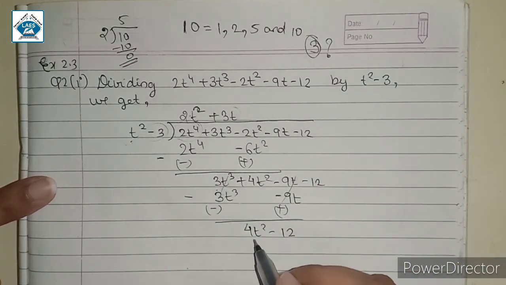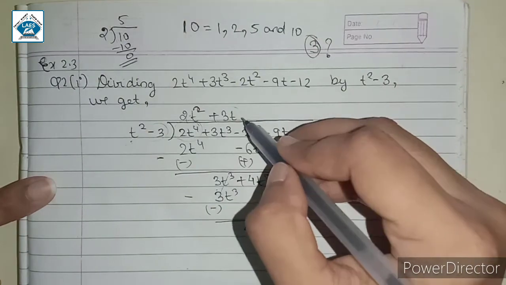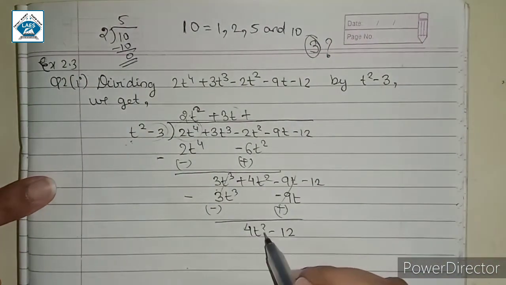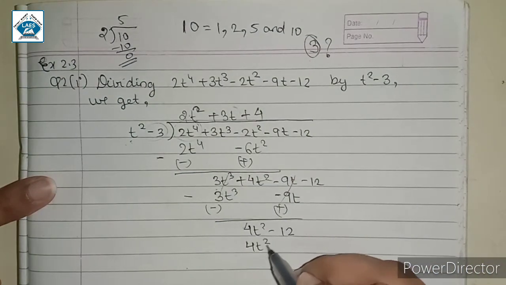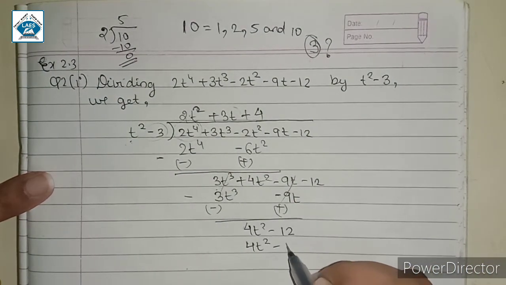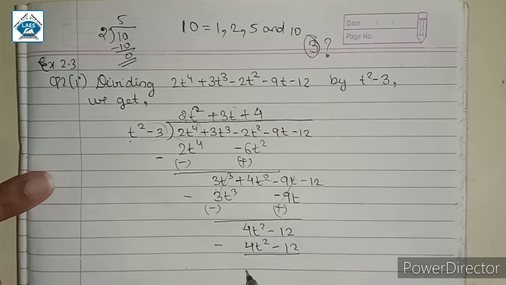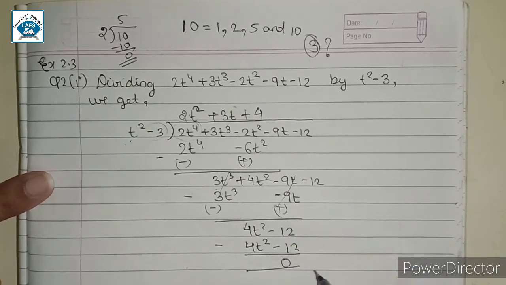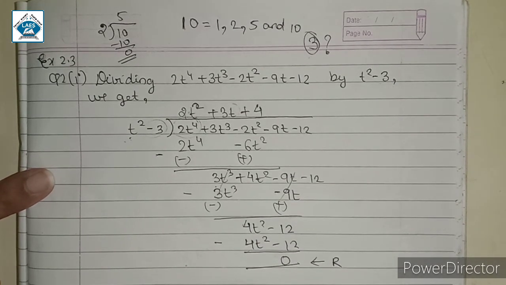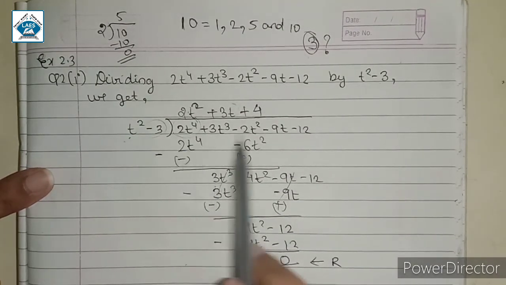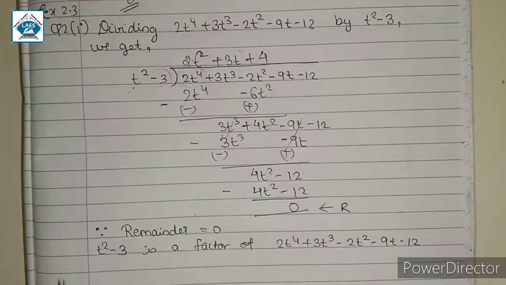Same over here. Again, for the third term of the quotient, we have to divide 4t square by t square, then we have 4. Again, multiplying by the divisor, we have 4t square minus 12. This is the same term, so when we subtract, the remainder becomes 0. Now, as the remainder is 0, we can say that t square minus 3 is a factor of this polynomial. Since remainder is equal to 0, we can say that this is a factor of this polynomial. This is the symbol for since.